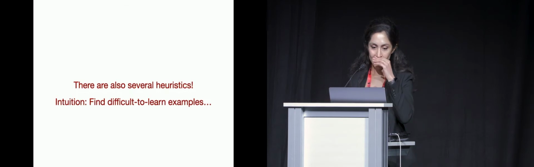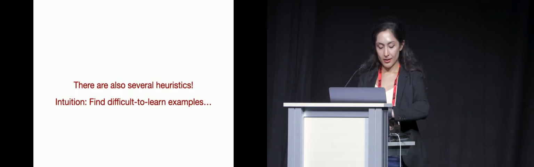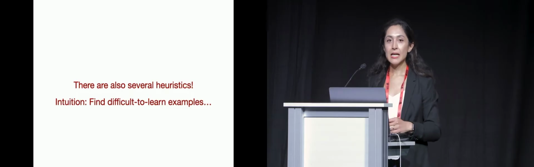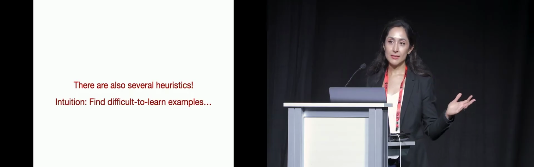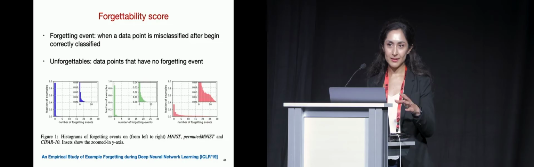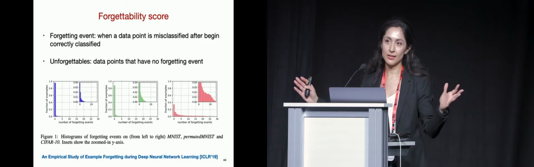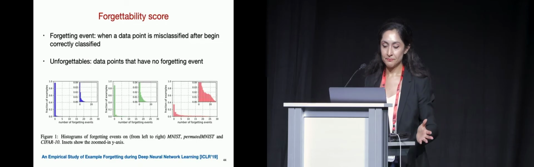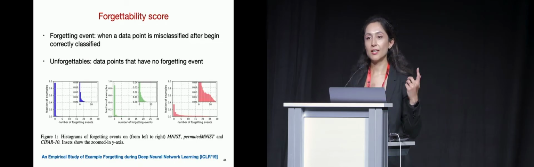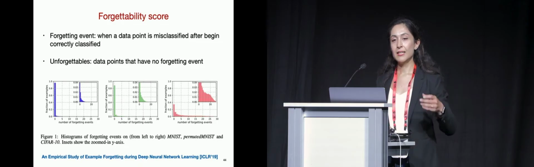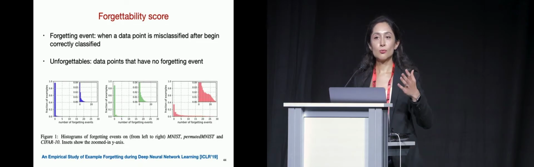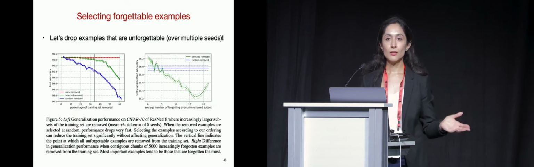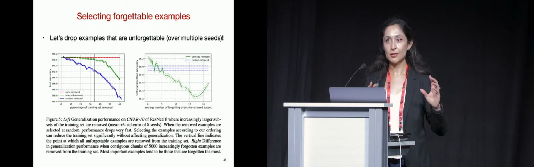Okay. So far, I talked about all these theoretically rigorous methods, but there are also a lot of heuristics for selecting subsets that generalize similar to training on full data. So I also want to quickly show you some of them. The intuition behind all these heuristics is: let's find the difficult to learn examples in our data set and only train on them, and let's ignore the easy to learn examples when we do supervised learning.